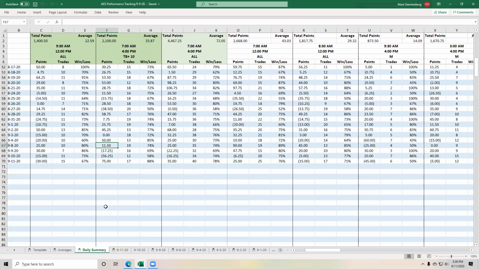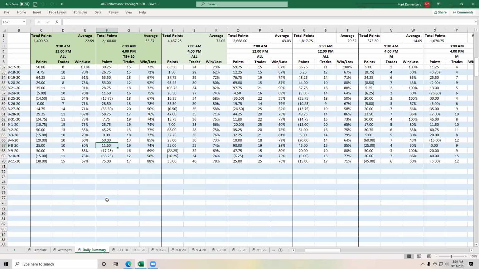When we look at the daily summary, which is summarizing the total point production for the day in a variety of categories, we think in terms of each point on the NASDAQ 100 futures being worth $20. Each point is worth $20. We have winning days and we have losing days.